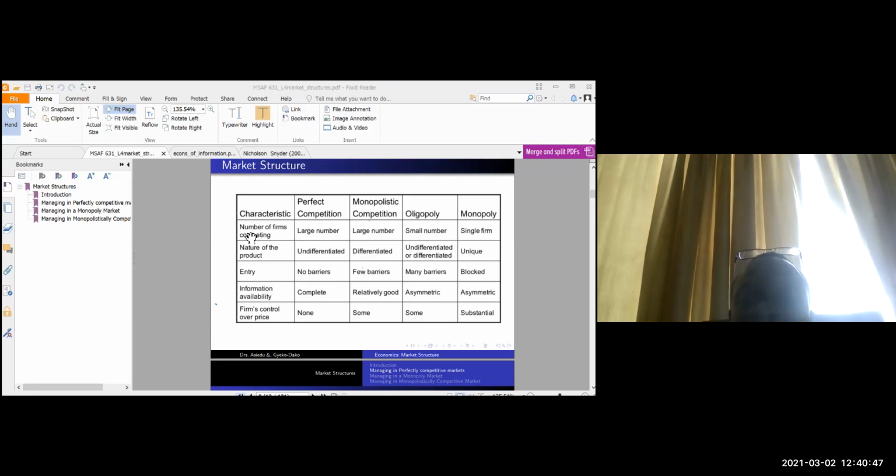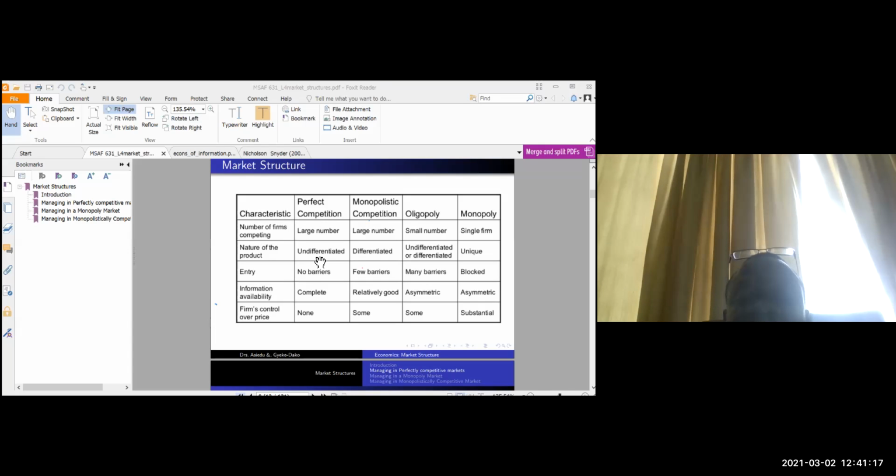If it's a monopoly market, the characteristics are listed here: number of firms competing, nature of the products, entry, information availability, firms' control over price. So these are the characteristics. When you take the number of firms, for a perfect competitive market, there are a large number of them, so many firms. For a monopoly market, you have just a single firm. So that's the characteristic.